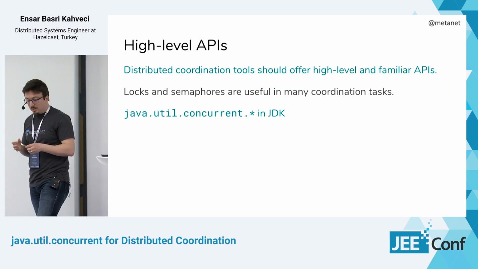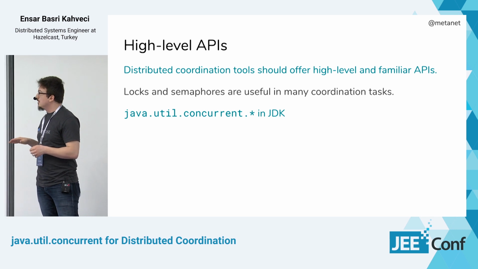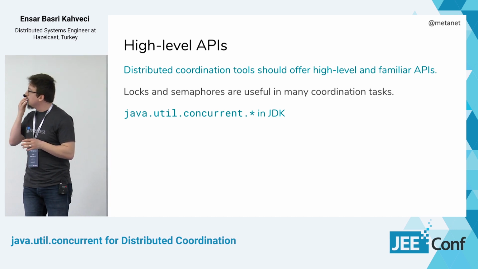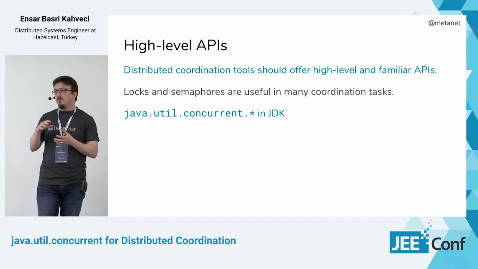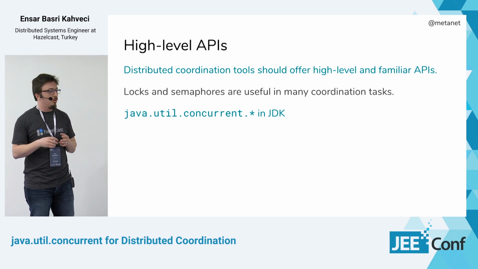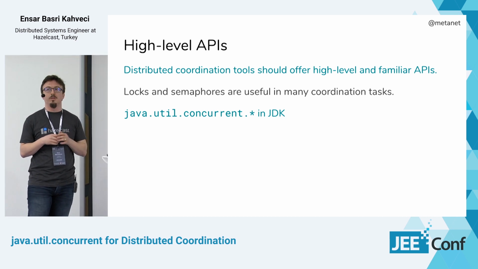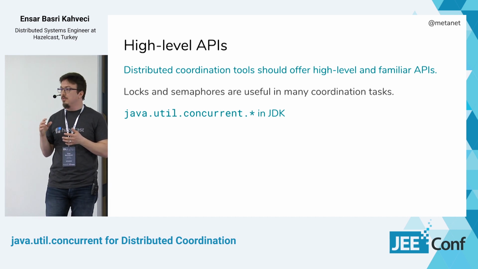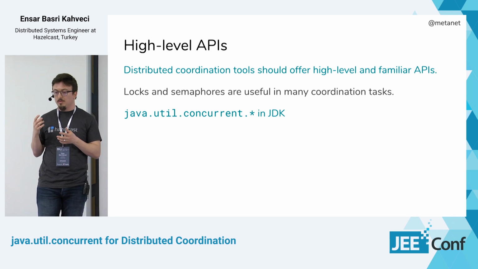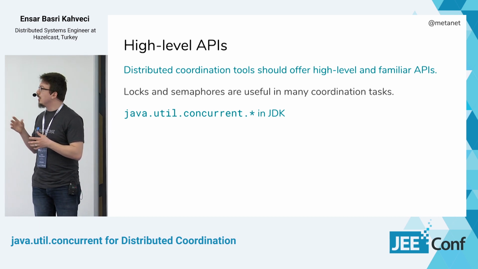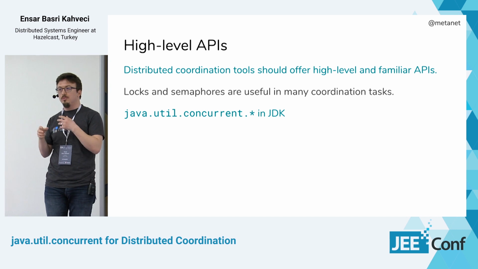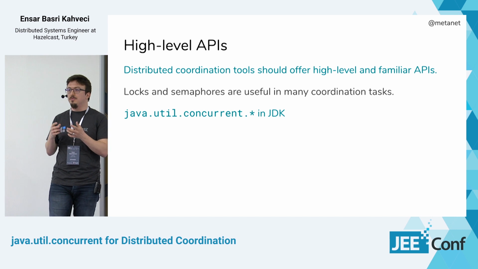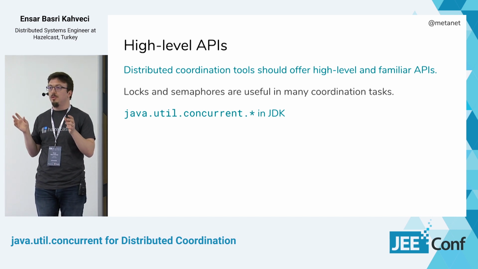So it goes without saying that all of these systems are very successful projects. They empower many mission-critical software. But based on how their APIs evolved over time, I think there are a few key takeaways. So first of all, even when we have a strongly consistent key value API on the bottom, using it for distributed coordination is still quite challenging. So I think it is better if these systems offer high-level and familiar APIs to us.